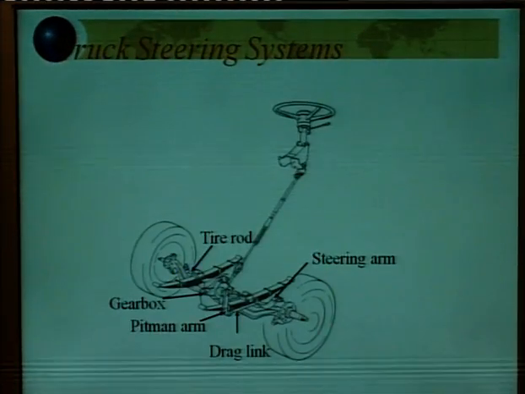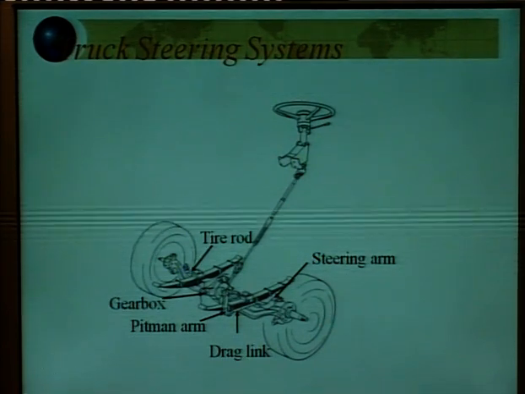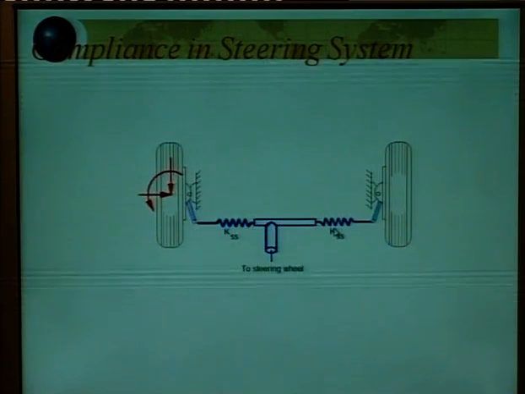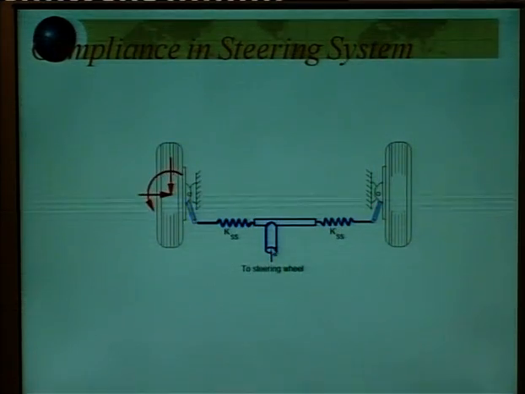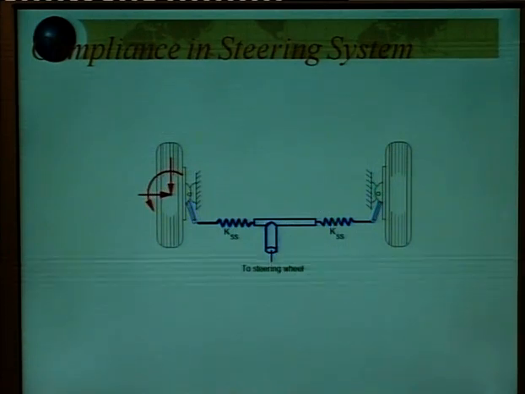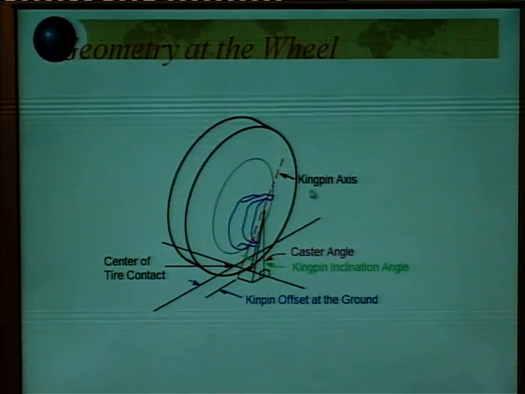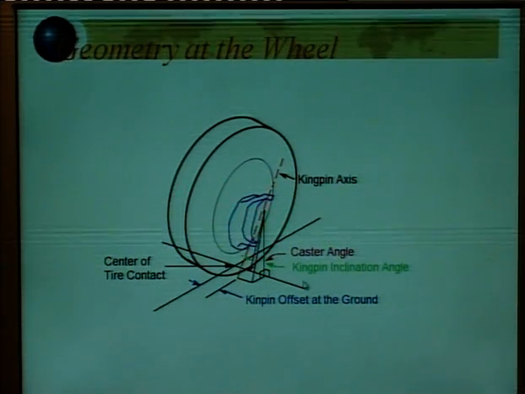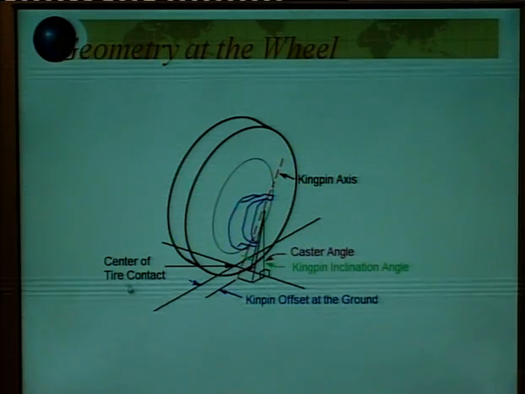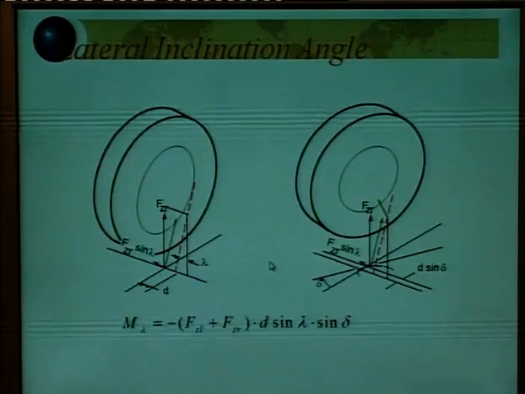This is the tie rod. I will show you these slides. The geometry of these is shown: gearbox, pitman arm, drag link. This is the steering wheel. These are the various linkages provided to the wheels. This is the kingpin axis, caster angle, kingpin inclination angle, kingpin offset at the ground, center of the tire contact. This is the center line of the tire.